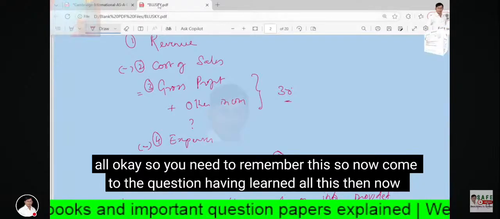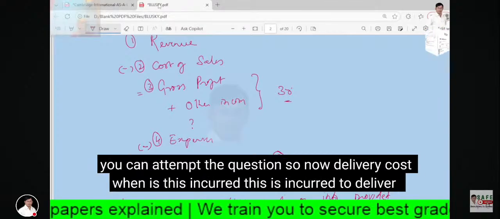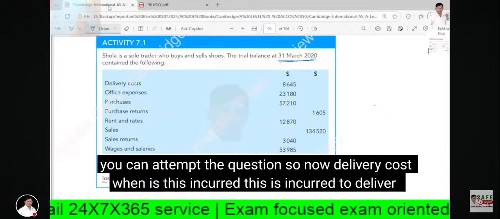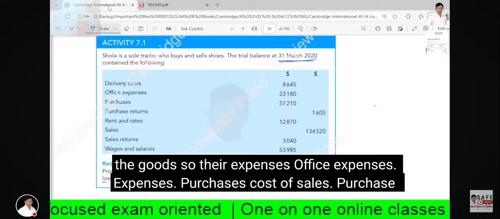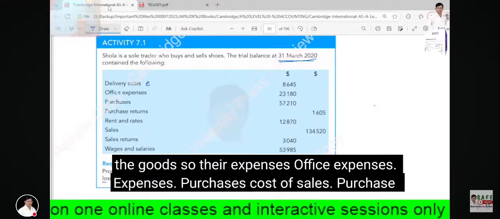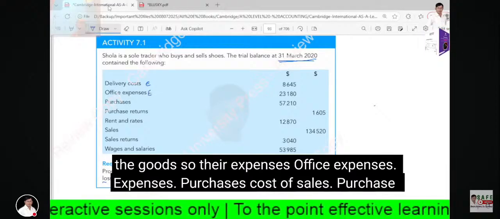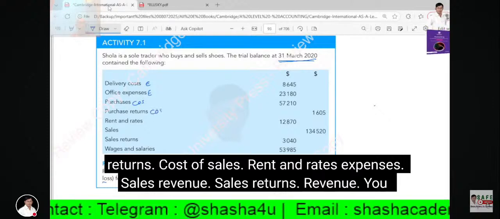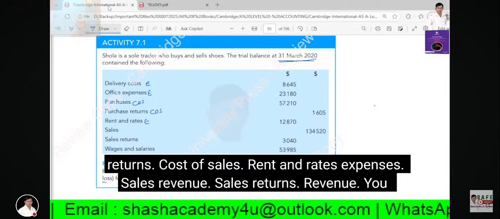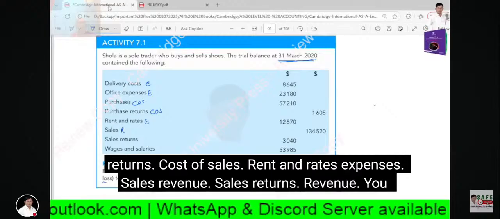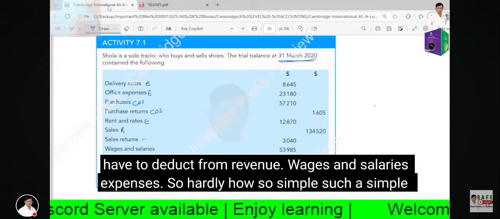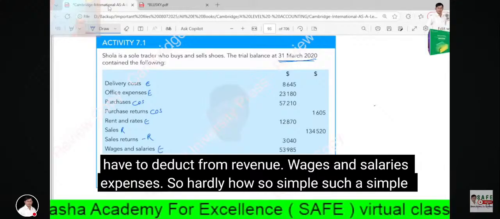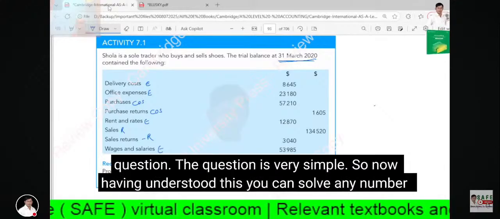Now come to the question. Having learned all this, you can now attempt it. Delivery cost, when is this incurred? It is incurred to deliver the goods, so it is an expense. Office expenses, expenses. Purchases, cost of sales. Purchase returns, cost of sales. Rent and rates, expenses. Sales, revenue. Sales returns, revenue; you have to deduct from revenue. Wages and salaries, expenses. Such a simple question.